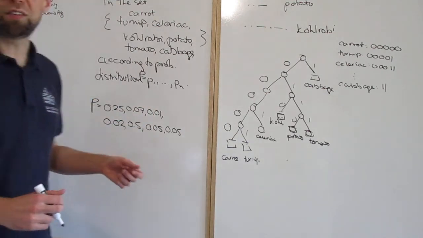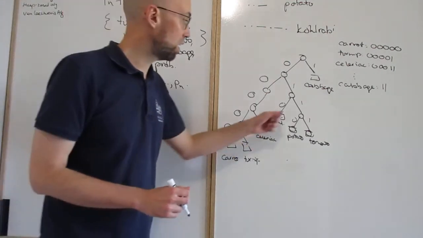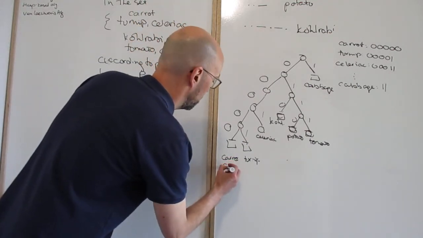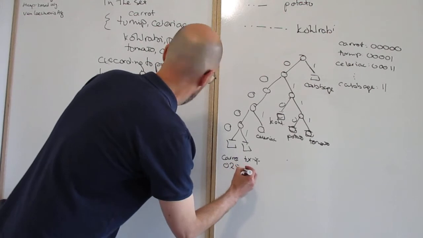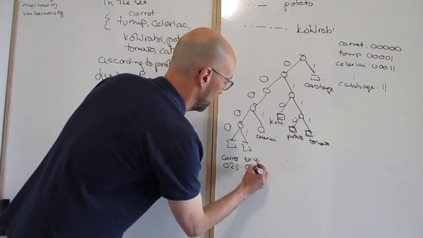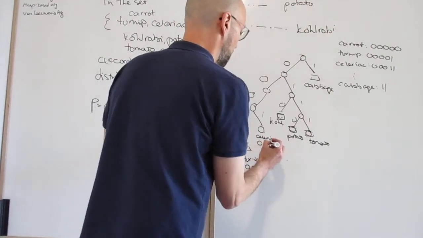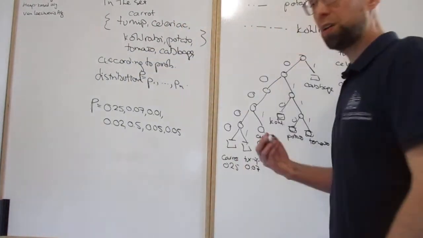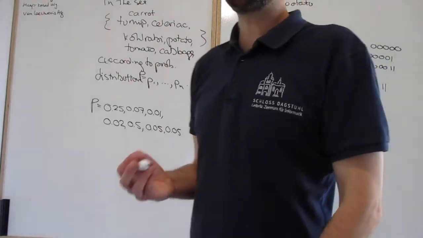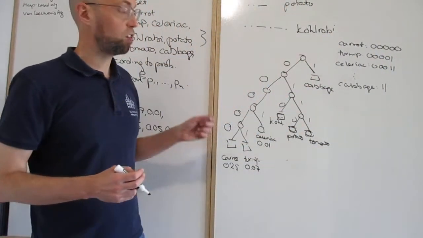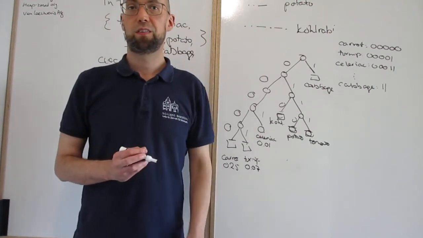What we're trying to do is come up with a tree such that if we give carrot weight 0.25 and turnip 0.07, actually I haven't received a turnip yet, and this is 0.01, then what are we trying to do? We're trying to come up with a binary tree that has minimum expected depth. Okay?